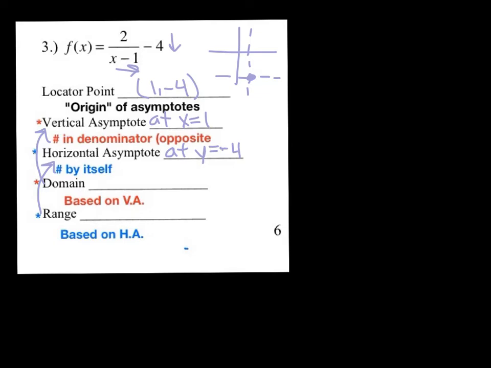So your domain is going to be from negative to positive infinity, but we're skipping the value of 1. The range will be from negative to positive infinity. We're skipping the value negative 4. So negative infinity to negative 4, parentheses, don't include it, skip over it, start right there at negative 4, and keep going.